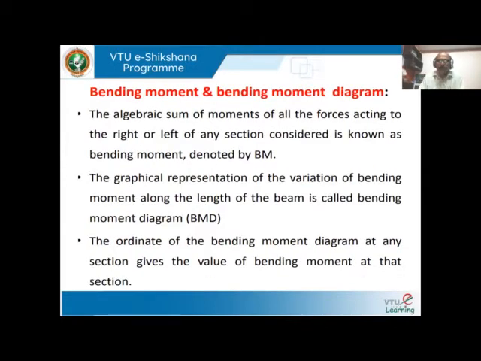Then what is bending moment and what are bending moment diagrams? Bending moment is nothing but the algebraic sum of all the clockwise and counterclockwise moments acting about the section considered. Then what is the bending moment diagram? It is similar to the shear force diagram. This is nothing but the graphical representation of bending moment at different points of a beam. So the ordinate of the bending moment diagram at any section gives the value of bending moment at that section considered.